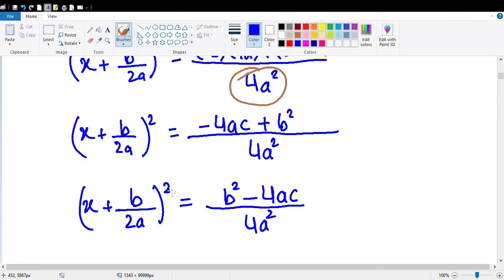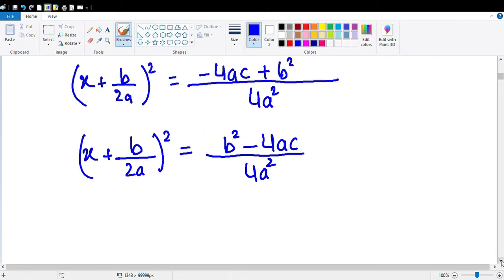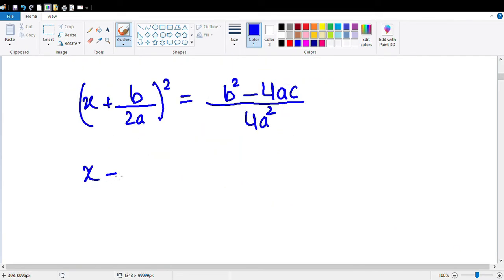And other than that, we are getting closer to the end. x plus b over 2a, whole square. Now, I think it's been enough. I think we should get rid of this square. So we'll do it, right?